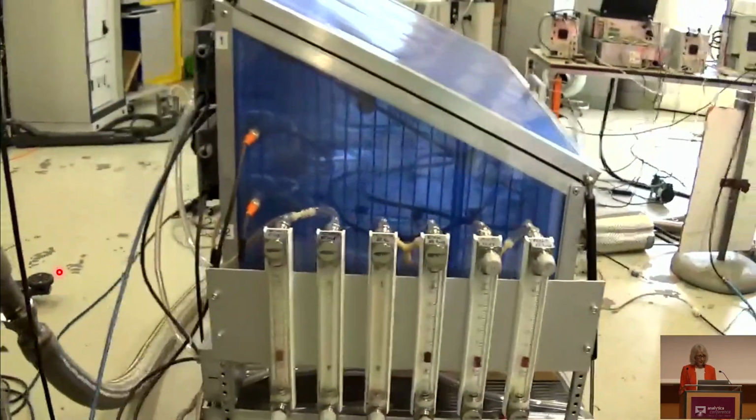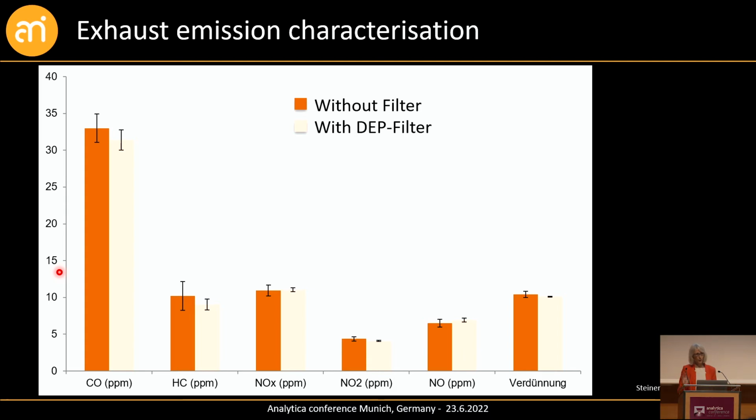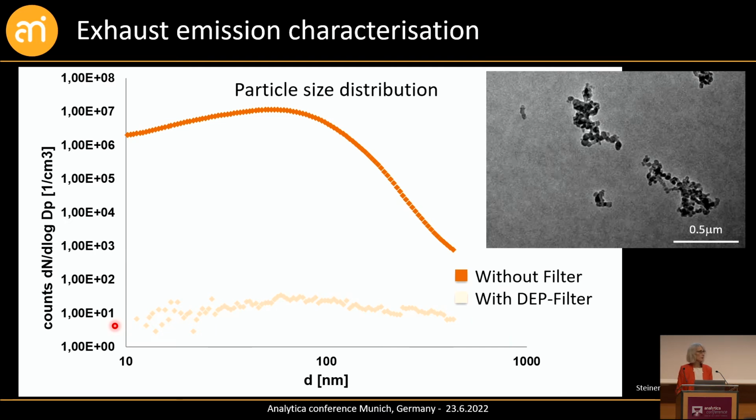So with this, we did a lot of campaigns, and I just show you one example where we looked at the diesel car, with and without particle filter. I don't need to go into the details. You see almost no change for the volatile compounds, but if you look at the particles, here this is without the filter. We could also sample the particles on a transmission electron microscopy grid. Here you see these nicely formed aggregates, and we could almost filter all the particles with the particle filter.